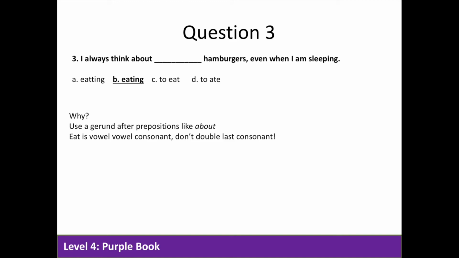Question 3. I always think about blank hamburgers even when I'm sleeping. Here we have the preposition about, and you'll remember from previous slides that we can use the gerund after this preposition. Eat is our main verb. Here we have vowel, vowel, consonant, so we simply add ing to form the gerund, and B is the correct answer.